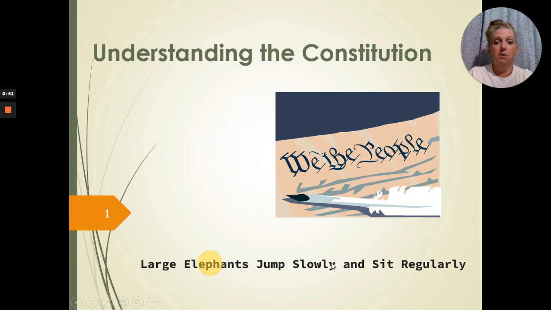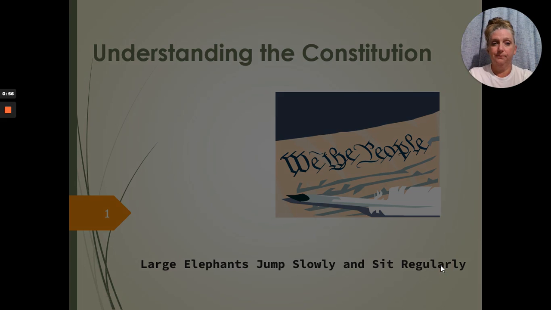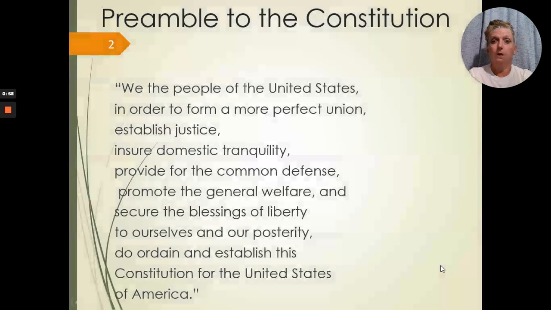Large elephants jump slowly and sit regularly. So we're going to go through this, what each one means, but it helps me remember which branch goes with which article. Here's a reminder of what the preamble to the Constitution is.